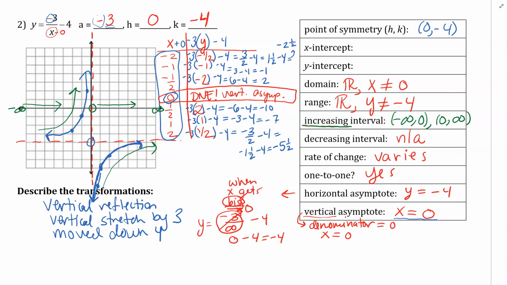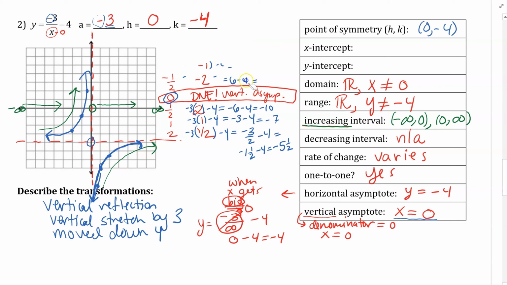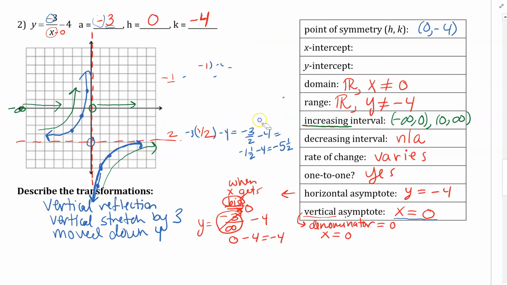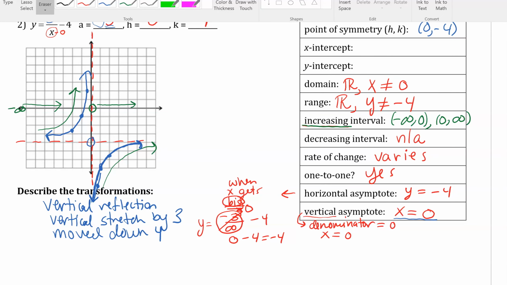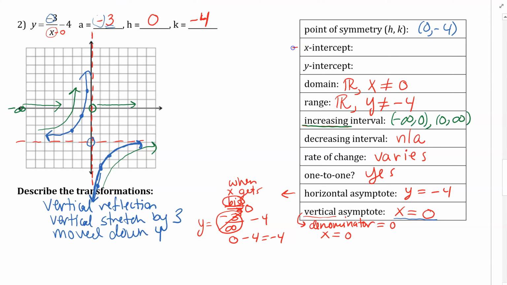Okay, so like example 1, I'm going to move this table of values out of the way so that I can do some work to find my x and y-intercept. So to find the x-intercept, I basically have to plug in 0 for y. So I would get 0 is equal to negative 3 over x minus 4. And then my job is to solve for x. I plug in 0 for y, solve for x.